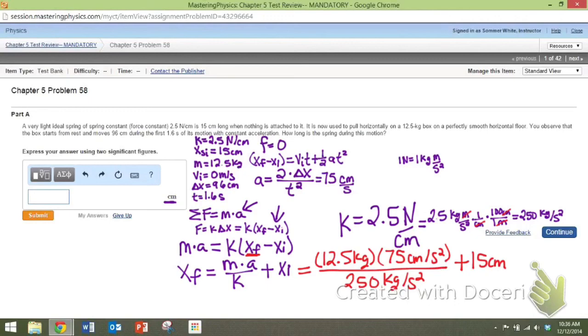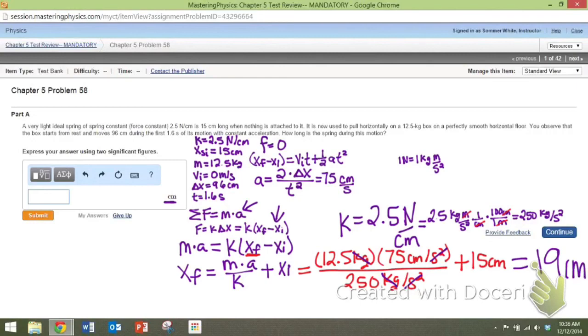When we get all that, we end up having some nice, beautiful cancellations. Our kg cancels with our kg, our second squared cancels with our second squared. So we have centimeters in our first term, and centimeters in our second term. We plug this into our calculator, and we get 18.75. It asks for 2 sig figs, so when we round, we end up with an answer of 19 centimeters.